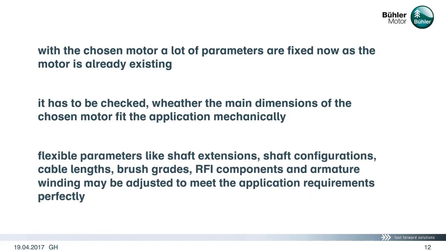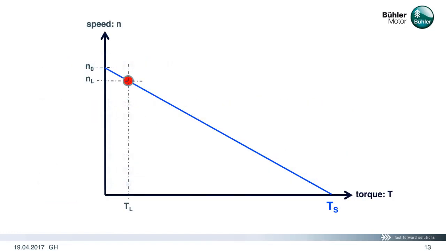Flexible parameters like shaft extension, shaft configuration, cable length, brush grade, RFI components and armature winding may be adjusted to meet the application requirements perfectly. No-load speed n sub zero and I sub zero can now be calculated using the formula shown here. And I sub zero does not really have a practical use, but it is necessary for further calculations, which we will see later.